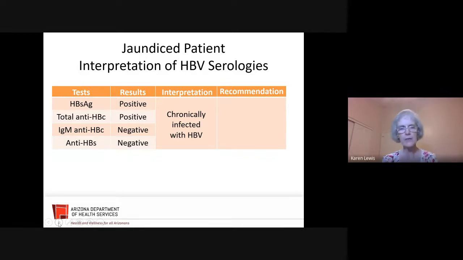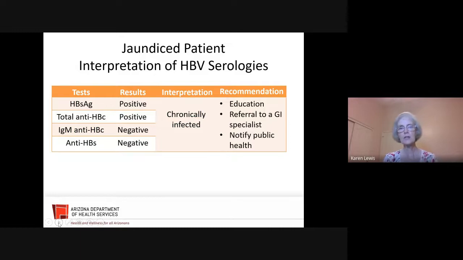Again, they've cleared the IgM, but once you're infected with hepatitis B, you are going to continue to have antibody to hepatitis B core, and you're going to continue to be surface antigen positive. And you will not develop protective antibodies to hepatitis B surface antigen. So again, education, referral to a GI specialist, notify public health.